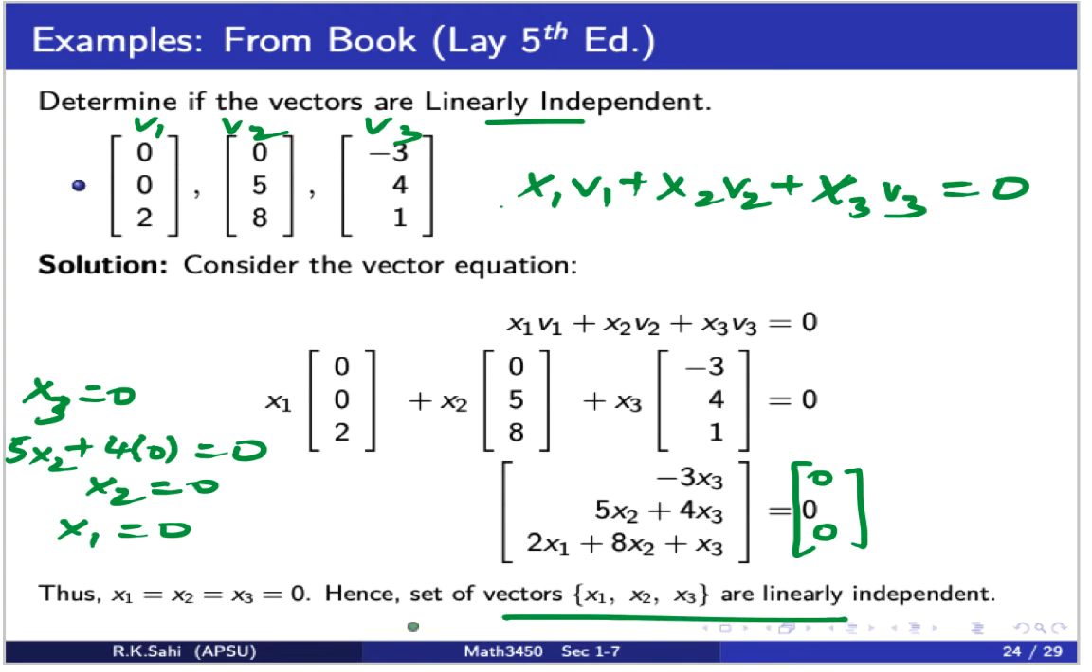Some of you could have also gone through, oh, let me write the matrix equation, then do the row reduction algorithm, and if all the columns are pivot columns, we are done. That's also another way of saying it. Okay, let's continue to another example.